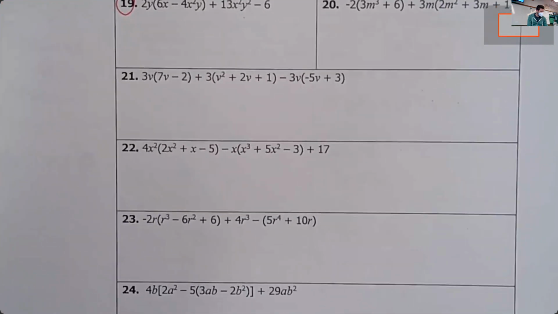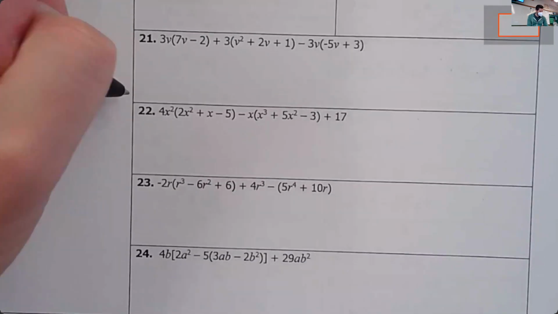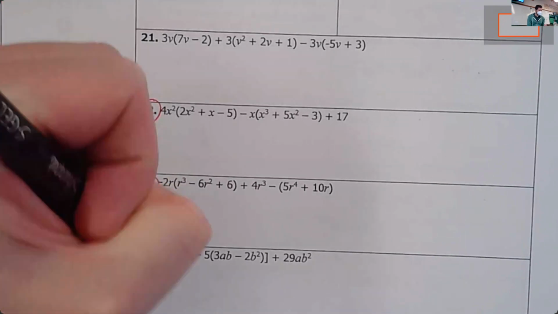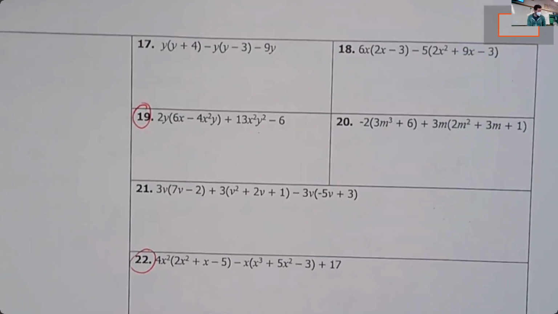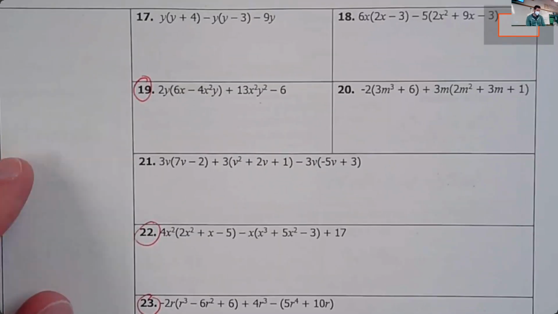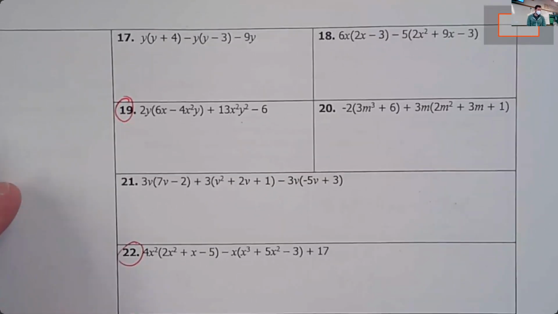22, 23, and 24. So 19, 22, 23, and 24. Those are the 4 that we'll do. And then we'll do a couple of the geometric ones as well, because I want to take a little bit of time showing you that.